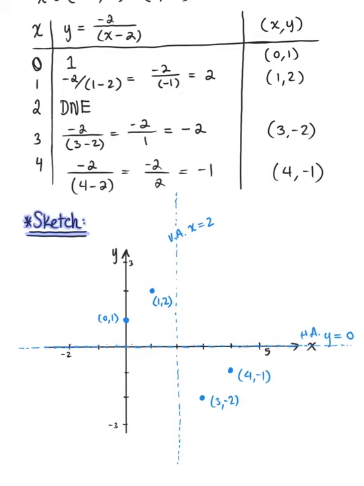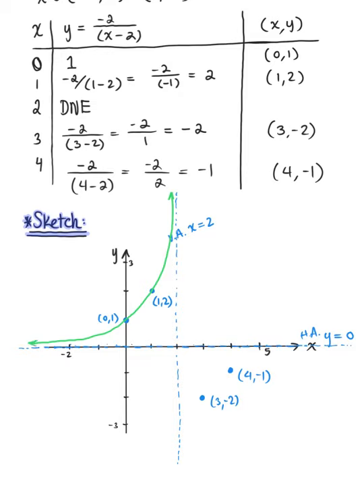So starting with our y-intercept here, we can connect these two solution points with a smooth curve, extending infinitely upward, but never crossing that vertical asymptote. And this curve goes in the opposite direction as well, again, getting infinitely close to that horizontal asymptote, but never crossing it.